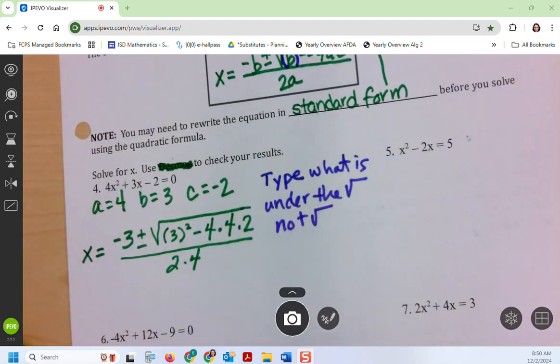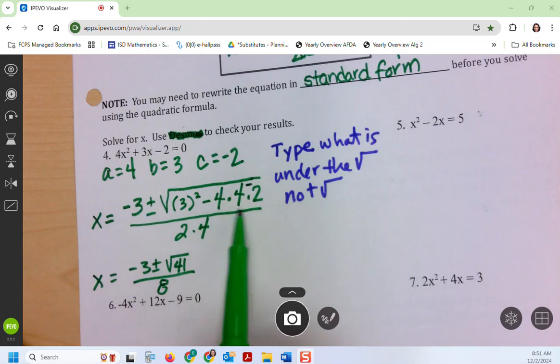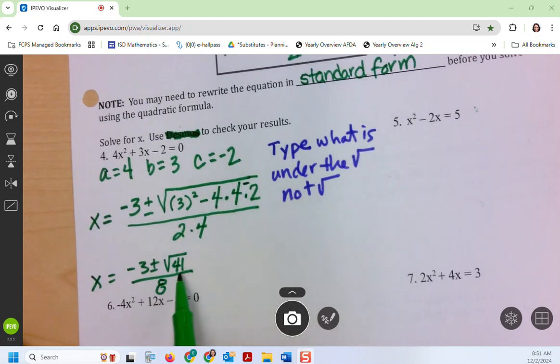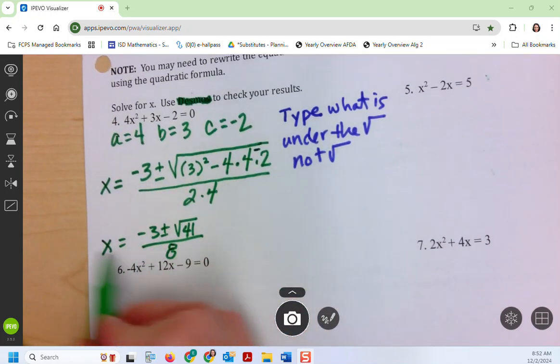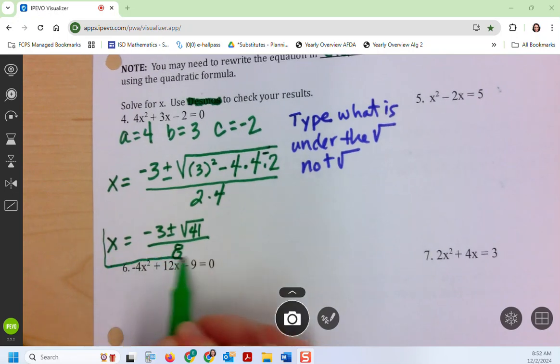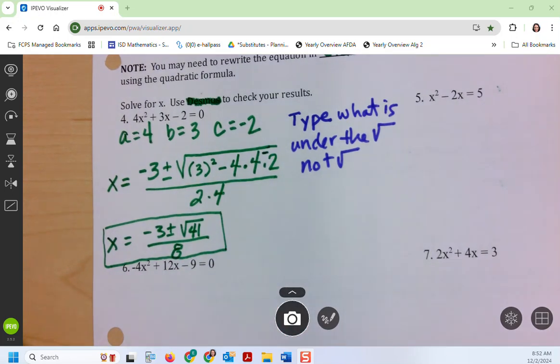Okay, I'm going to show you what that looks like. All right, so I did 3 squared minus 4 times -2. I got 41. And 41 is prime. It doesn't make a factor tree, so I can't simplify it. So I just have this as my answer: -3 plus or minus root 41 over 8. It has 2 different answers. One answer you get from the plus and one that you get from the minus.